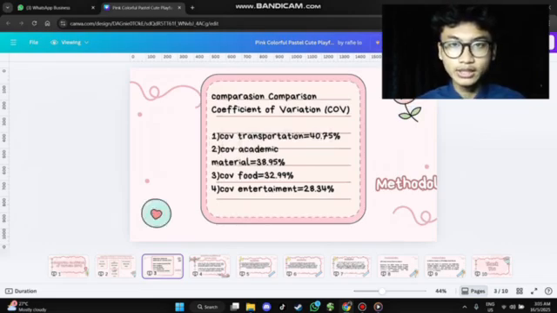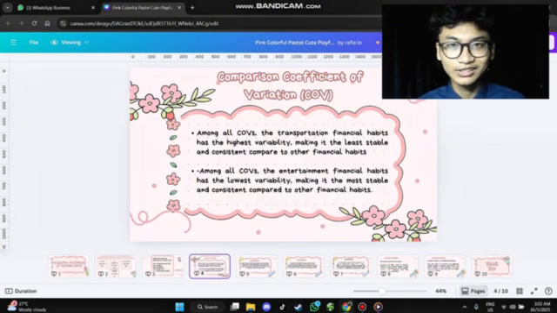So we're going to put it with the highest and the lowest. The highest one is COV transportation with 40.75%, and the lowest one is COV entertainment with 28.34%. So among all COVs, the transportation financial habit has the highest variability, making it the least stable and consistent compared to other financial habits. Among all COVs, the entertainment financial habit has the lowest variability, making it the most stable and consistent.